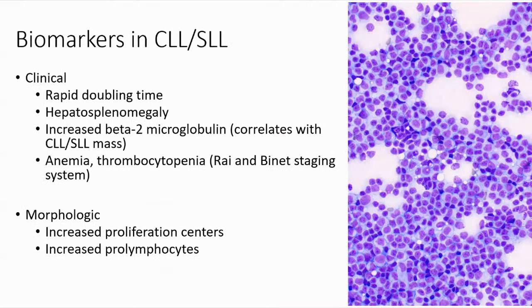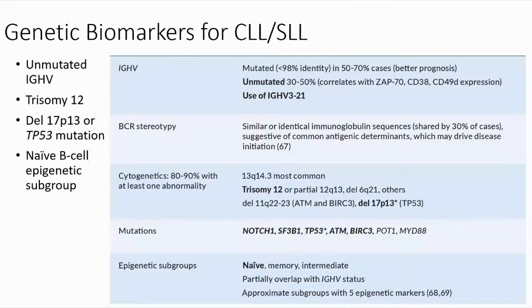The clinical markers are often tied into the Rai-Binet staging system: anemia, thrombocytopenia. The patient may have hepatosplenomegaly. Beta-2 microglobulin levels correlate with the CLL, SLL mass. But from our standpoint as pathologists, we're looking for increased proliferation centers, increased prolymphocytes. Sometimes the cells have a little bit of an atypical morphology, for example in trisomy 12, and that's associated with a slightly more aggressive phenotype as well. Other markers vary in terms of which ones are favored at individual institutions in terms of directing therapy, but this is a semi-comprehensive table of them here.